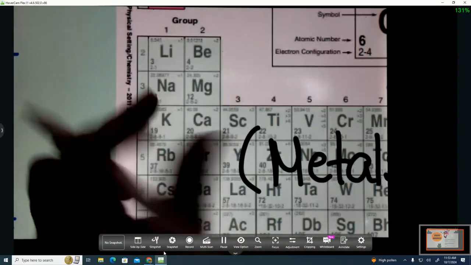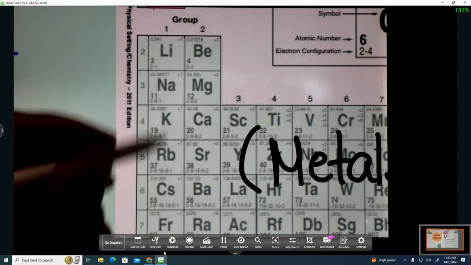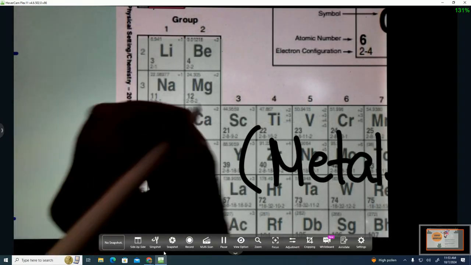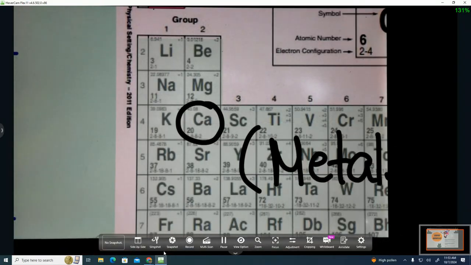But these guys over here, in the first column and the second column, are also metals. When I say to you calcium, what do you think of? Milk. Milk and bones. Bones are not metal. Elemental calcium is a metal.